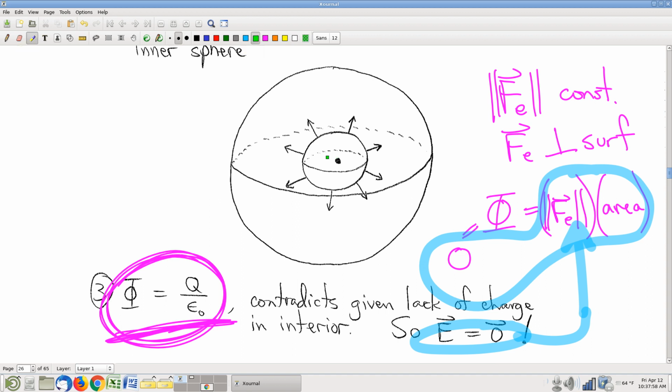Inside of the sphere, the charge is 0. And all the charge is out here. Charged particles are on the outside of the sphere like that. So inside of the sphere in question, there's no charge in there. If there's no enclosed charge, then there's no flux per this corollary of the divergence theorem.